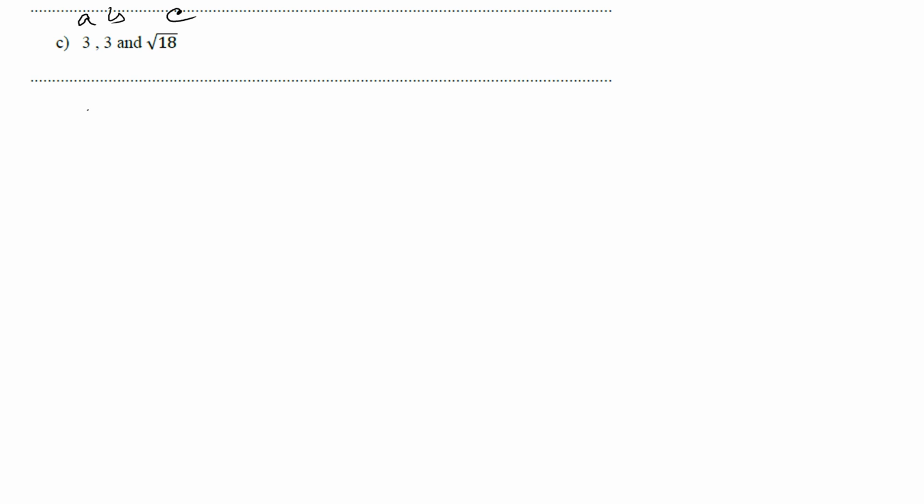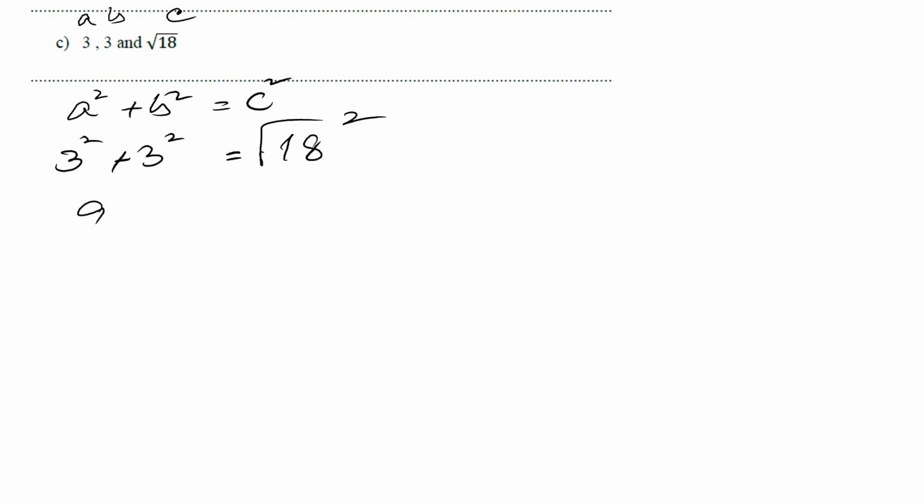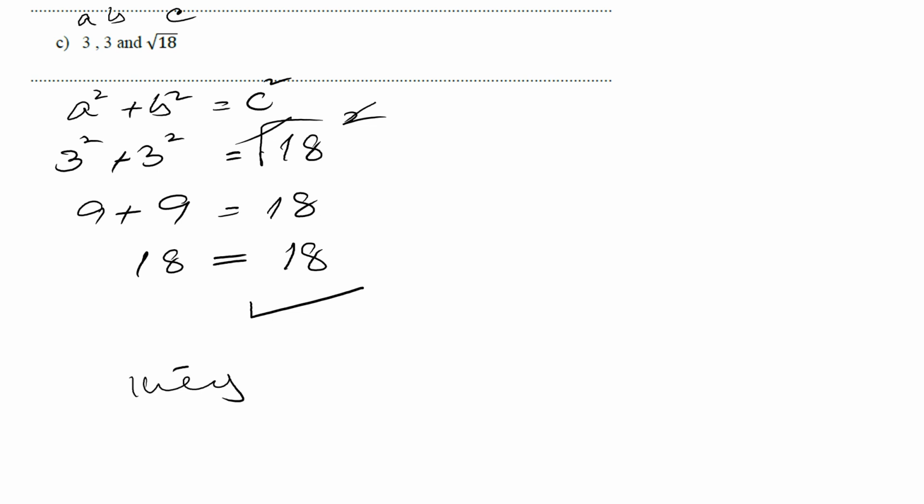Okay, so our formula is A square plus B square equals C square, which means 3 square plus 3 square equals square root of 18 power 2. 3 square is 9, 3 square is 9, and square root and square always cancel out, so it is only 18. And we know that 9 plus 9 is 18, and is 18 equal to 18? Yes, so they form a right triangle.